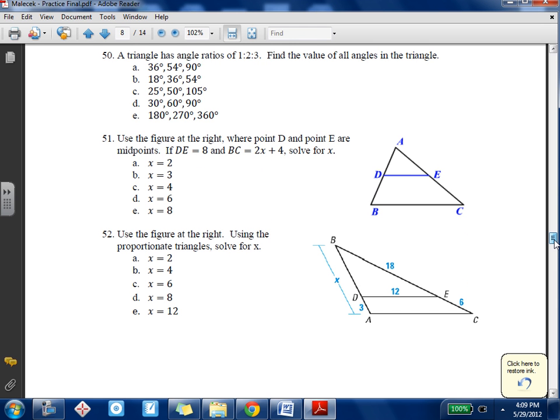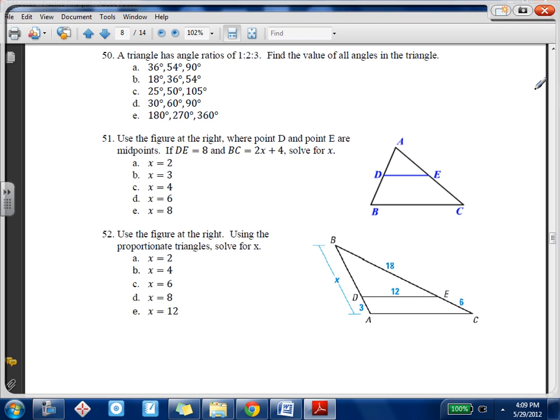Number 50. A triangle has ratios of 1 to 2 to 3. Find the value of all angles in the triangle. Here's where you might want to draw a quick little sketch. Doesn't have to be correct. We know that the ratio is 1 to 2 to 3, but we don't know what they are. If the ratio is 1 to 2 to 3, then we can say that as 1x to 2x to 3x.